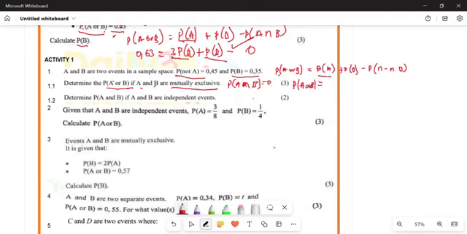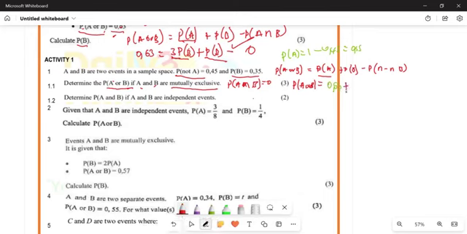Probability of A. Do we know what the probability of A is? No, we don't know, but can we get it? How do we get the probability of A? The probability of A is going to be given by 1 minus 0.45, which is actually 0.55. So what is the probability of A? 0.55.